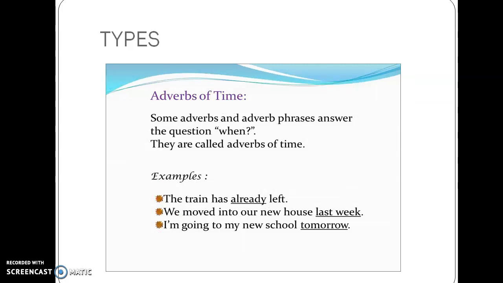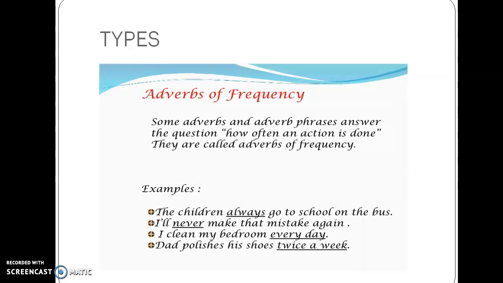Then adverbs of time. Adverbs of time tell you when an action takes place or when something happens. Time, of course, answers the question when. So the train has already left. When did the train leave? Already. We moved to our new house last week. When did we move to our new house? Last week. I'm going to my new school tomorrow. When am I going to my new school? Tomorrow. So tomorrow is an adverb of time. And adverbs of time answer the question when.